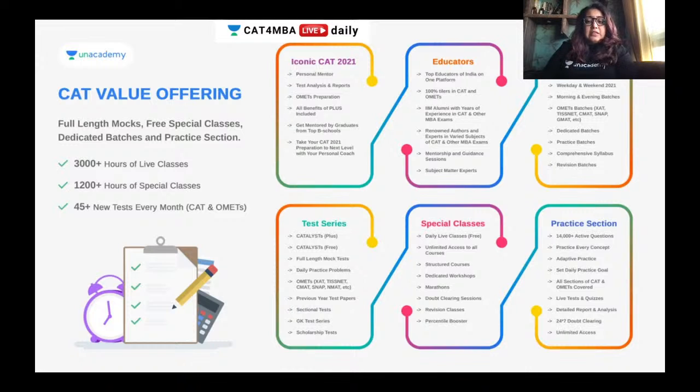There will be special classes, which will be free live classes. You'll get unlimited access to all courses as well. There'll be workshops, marathons, seminars with a lot of alumni, industry stalwarts, everyone. You can choose to attend those just for free. You don't have to pay anything. And you can understand what the industry wants, what the challenges are, what the good things and bad things are, everything.